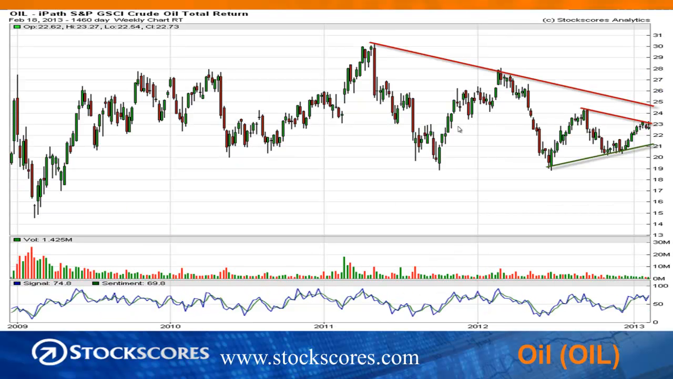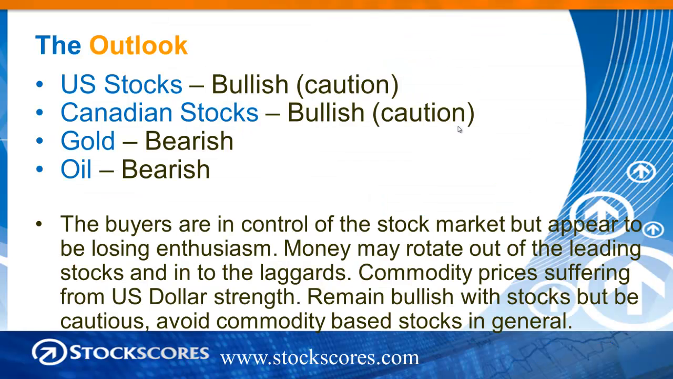And final chart is oil. It is stuck in a pennant pattern. General trend over the longer term is pessimistic. We've had a little bit of a rally over the last couple of months, but it seems to be finding some resistance here as the US dollar strengthens. And so I'm nervous. I think oil may turn lower.